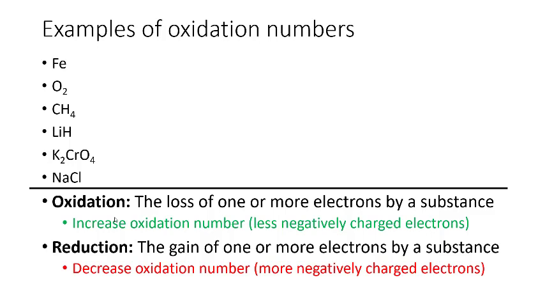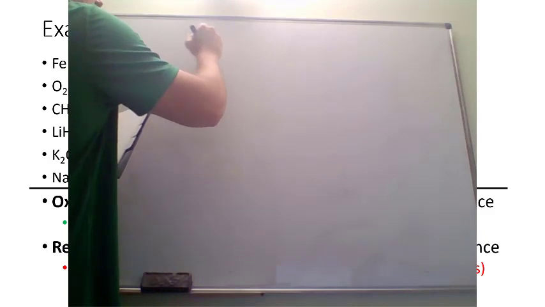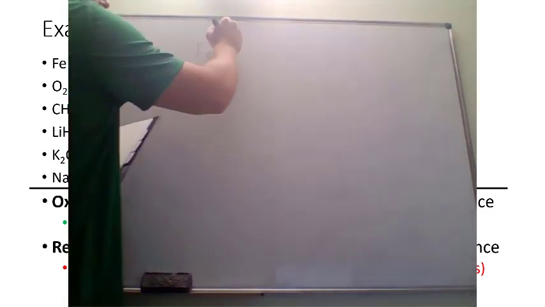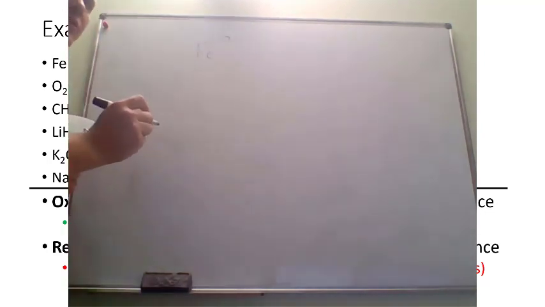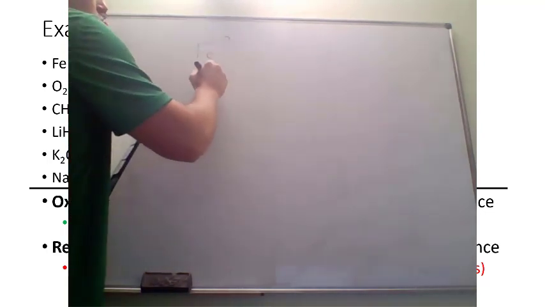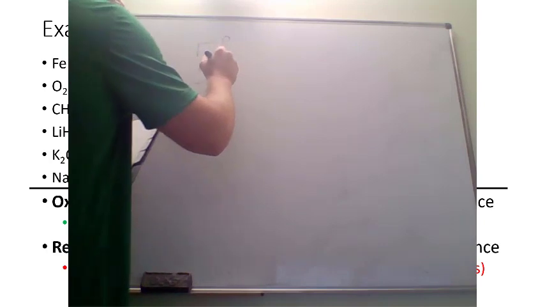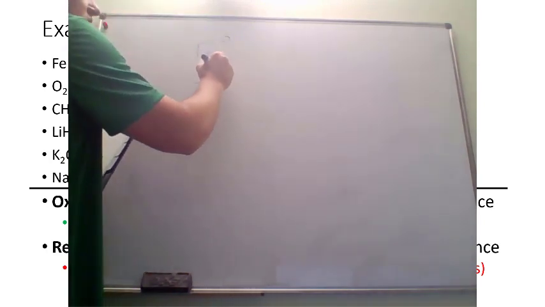Okay, iron is an element in its baseline stable state, so therefore it's going to have an oxidation number of 0. O2 is an element in its baseline stable state, therefore each of these oxygens is also going to have an oxidation number of 0. So this is a case where oxygen does not carry a -2 overall charge. This is its elemental state, so each oxygen has 0.